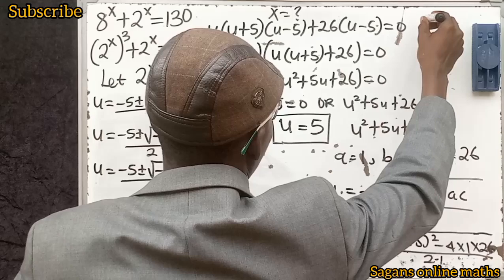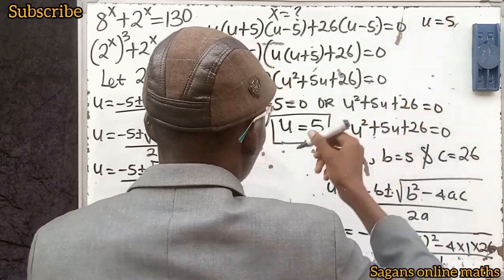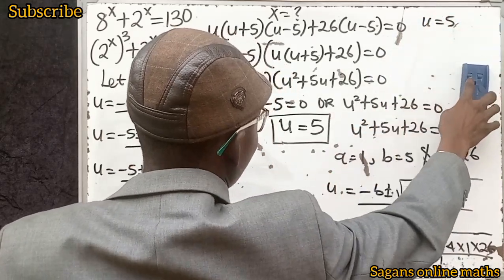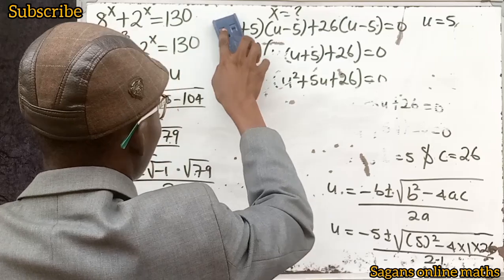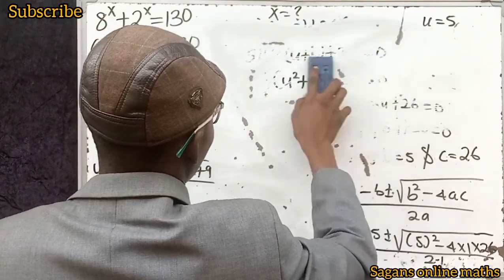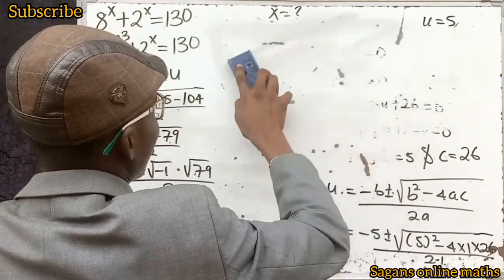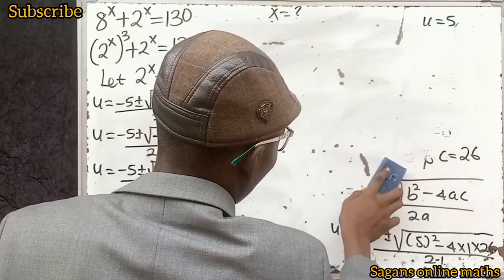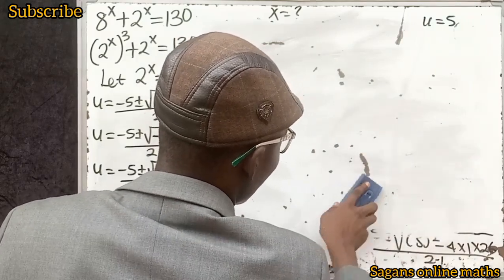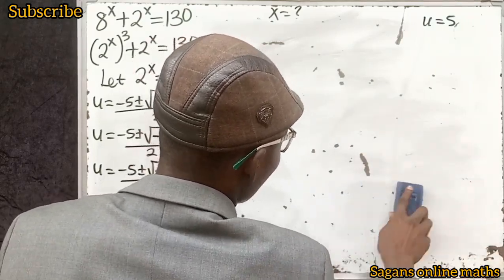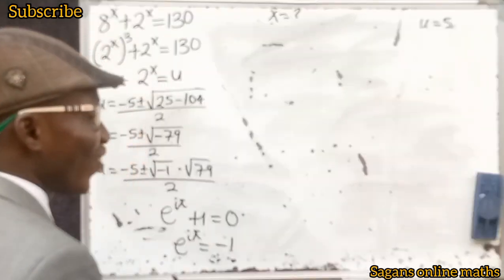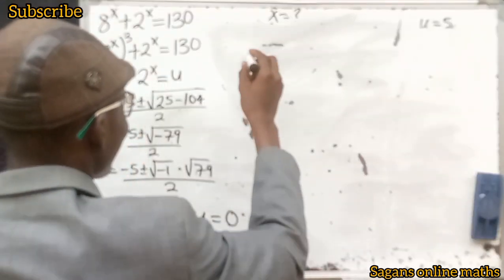Now let me remove this from here. We know that u is equal to 5. We are looking for another value of u. We know that u is 5, right? So let me remove this from here and solve for another value of u. Now let me remove this from here quickly and solve for our values of u's, because more than 1.